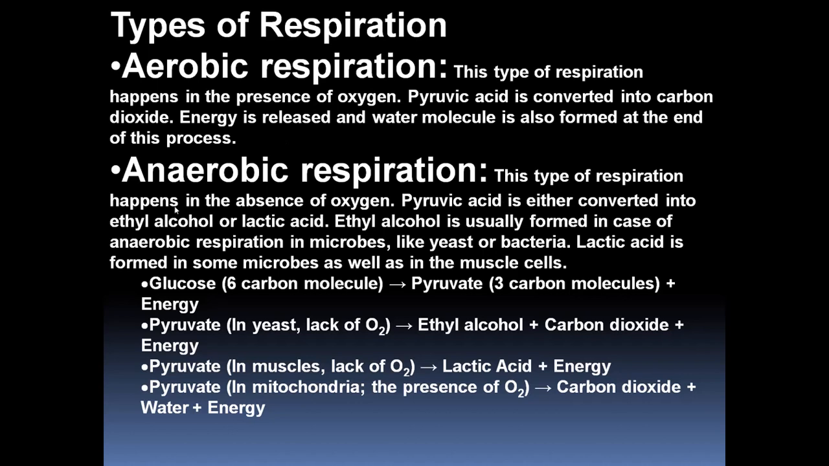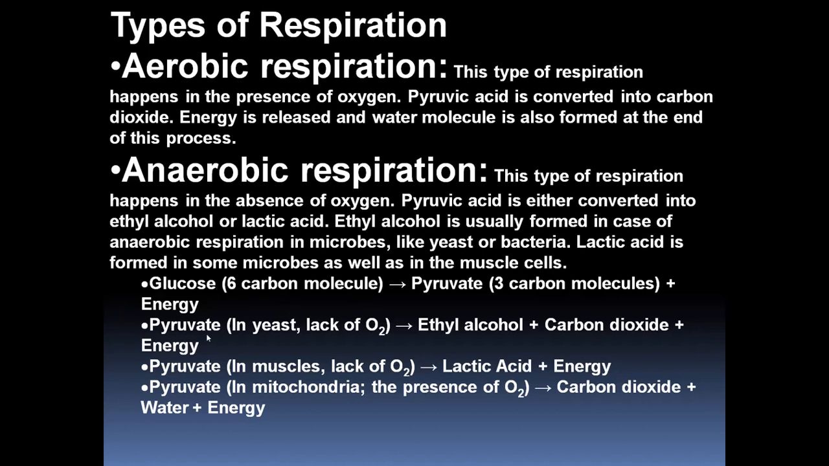Anaerobic respiration. This is a type of respiration. As the name itself indicates, it occurs in the absence of oxygen. So, pyruvic acid, which is present in the cytoplasm, now gets converted into ethyl alcohol or lactic acid. Ethyl alcohol is usually formed in the case of anaerobic respiration in microbes like yeast or bacteria. And lactic acid is formed in some microbes as well as in some muscle cells. So this is what happens.